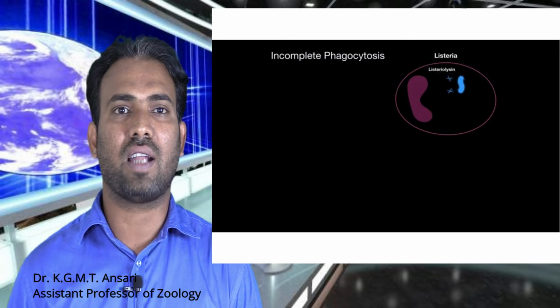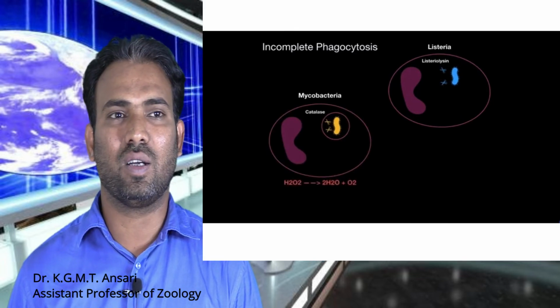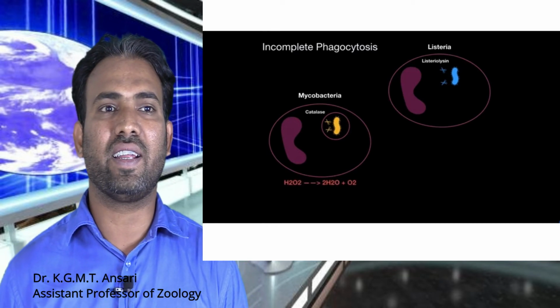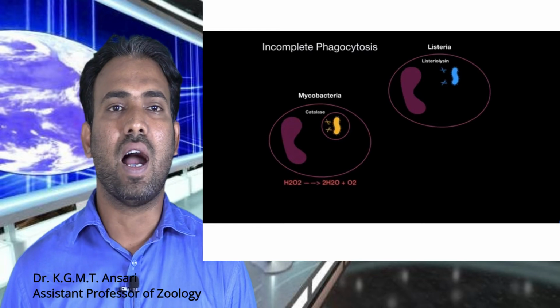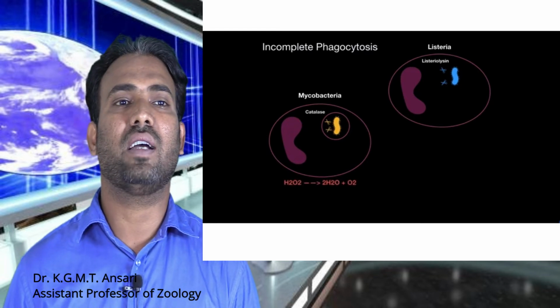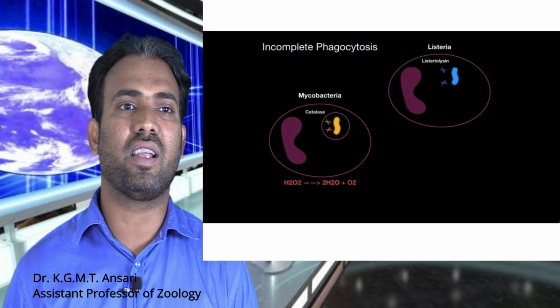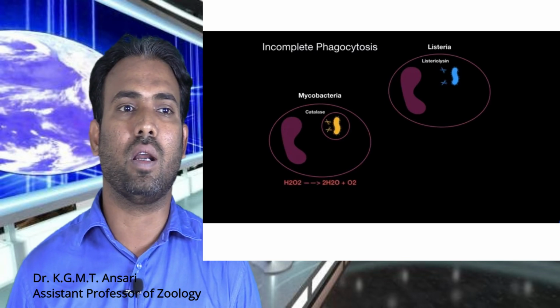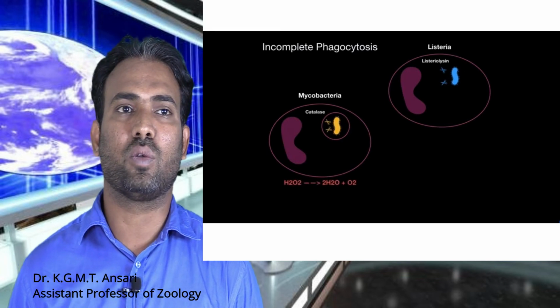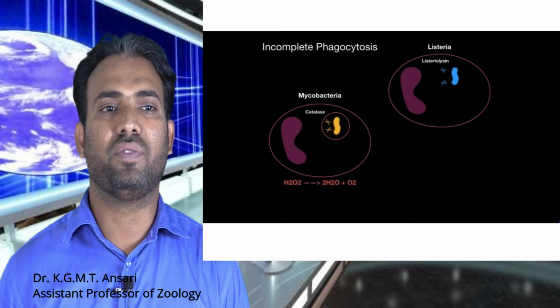In the same way, another important known bacteria is mycobacteria. This will also create the catalase enzyme, and then it will make the same reaction like Listeria to cut the temporary cell wall. Once it is cut, automatically the particular macrophage will start to be infected.